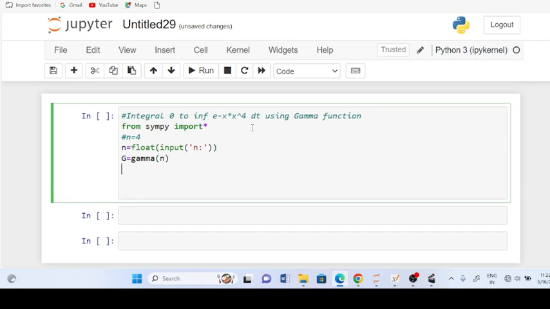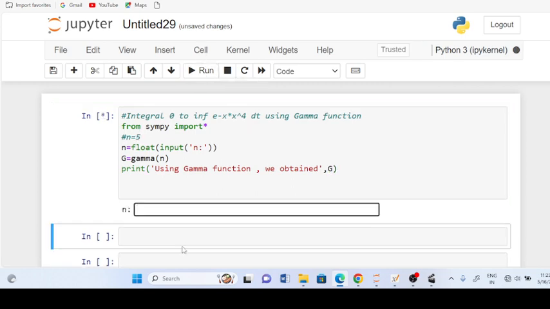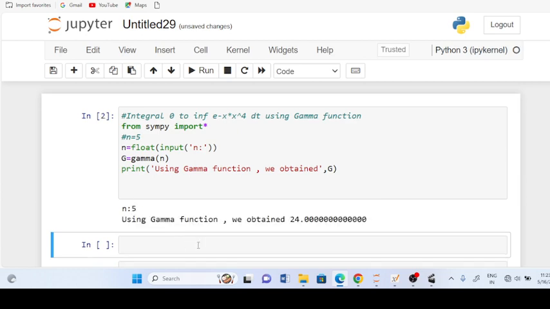We check the answer, print, using gamma function we obtained. So what is the answer? We write it here. G is the output, n is 5. We are getting the answer 24.